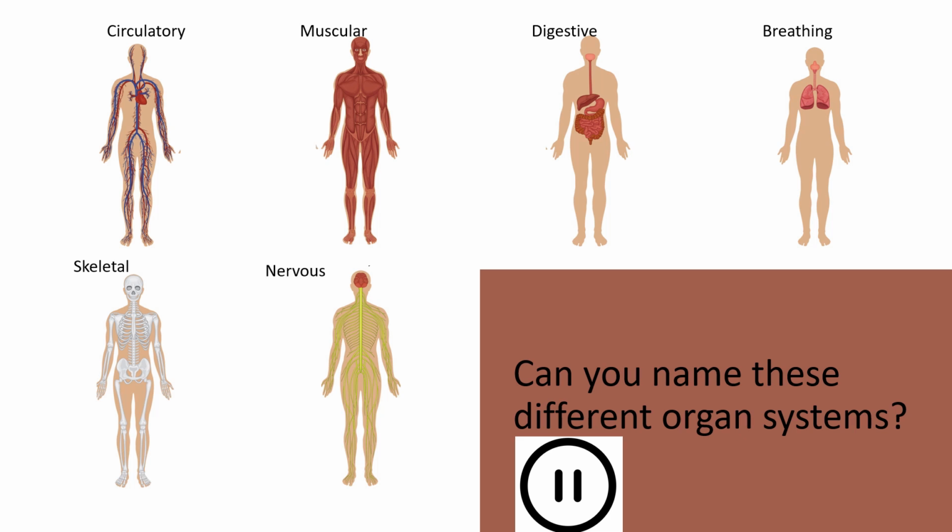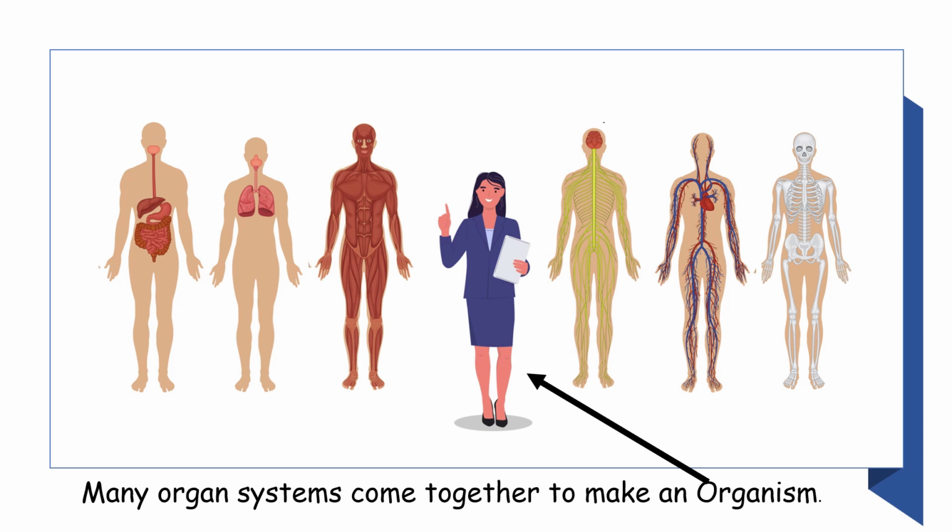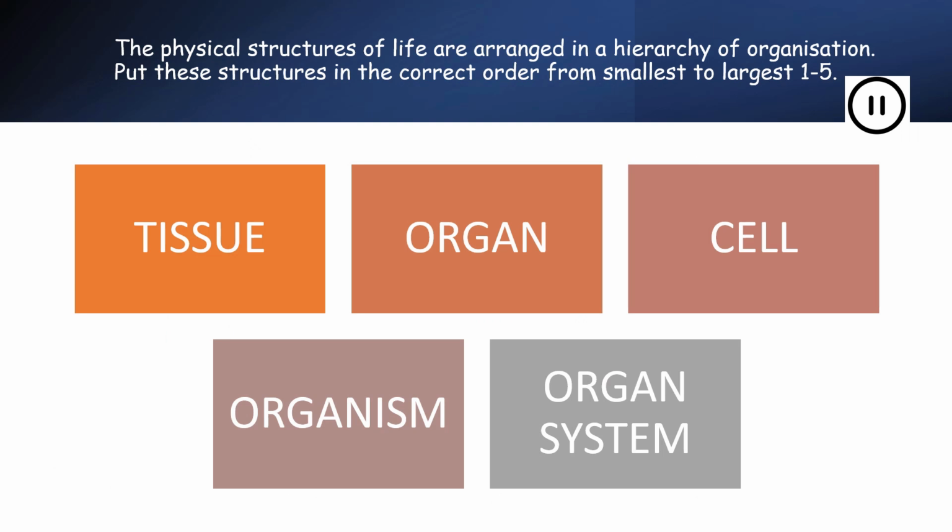All of these organ systems come together to make an organism. We can see the picture here. The person in the middle is made up of all these organ systems working together. Let's move on. The physical structures of life are arranged in a hierarchy of organization. Put these structures in the correct order from smallest to largest, using the numbers 1 to 5. Pause the video and have a go.